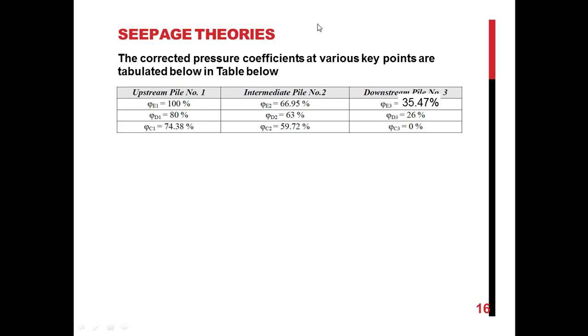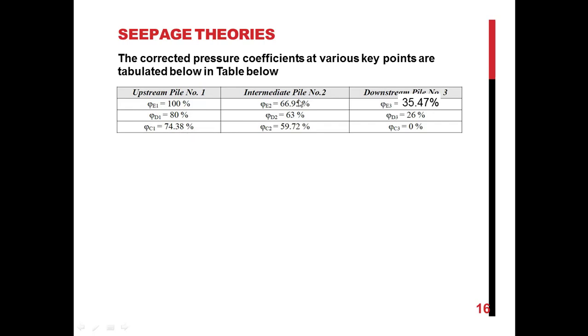So the corrected percentage pressure or coefficient at various key points are tabulated below in table. On the upstream pile number 1, the percentage pressure at E1 is equal to 100%, since this is the entry point, and at the entrance point the percentage pressure is 100% or maximum. The value of phi D1 is 80%, while phi C1 is equal to 74.38%.